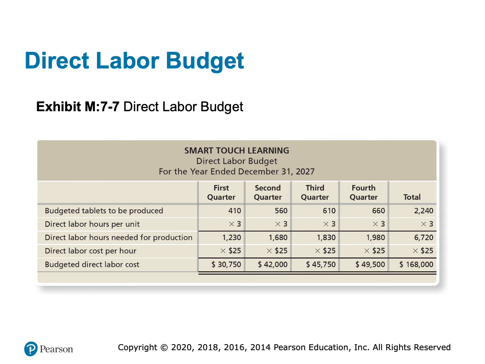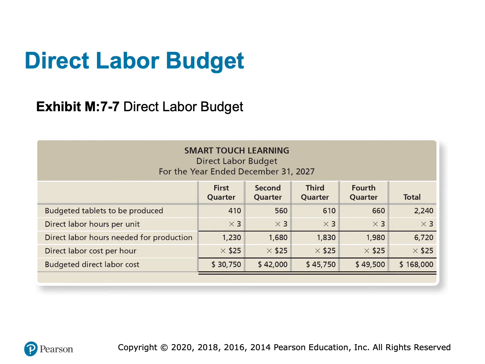So when we look at quarter three, we see that we're going to need 1,830 hours and $45,750 for labor. And then it goes up some more in quarter four to 1,980 hours and $49,500 in total. So in total, we're going to need 6,720 hours of labor planned and $168,000 spent on labor.